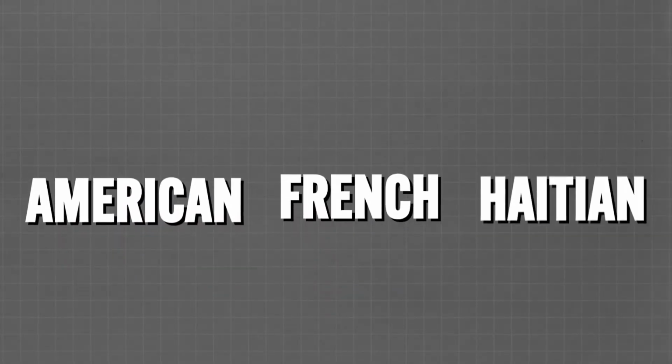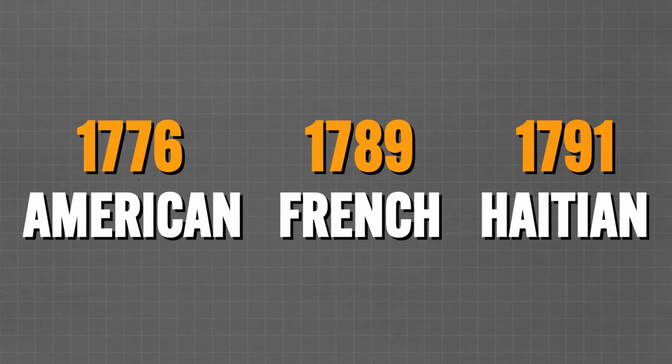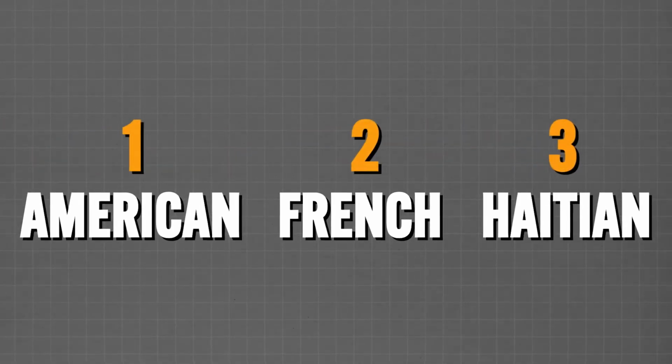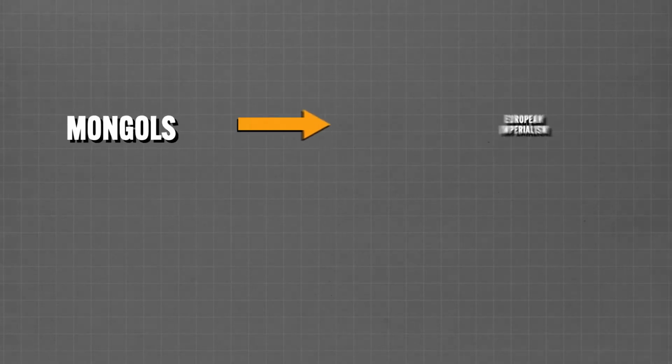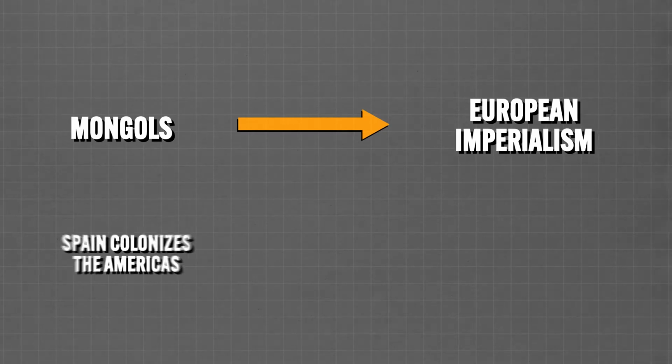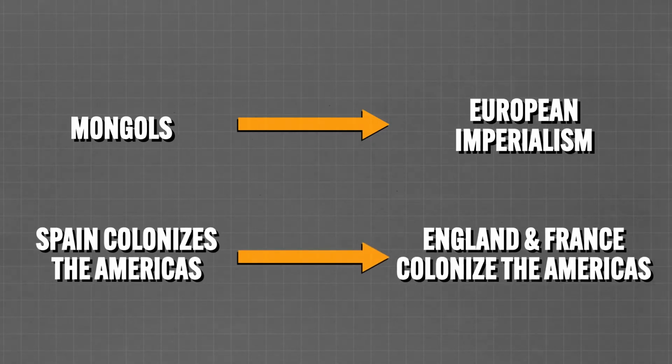But within those large periods of time, it's exceedingly helpful if they know the basic order of events. I don't care if they know the exact year each of the Atlantic revolutions started, but they definitely need to know that it goes American, French, Haitian. Like, they have to know that the Mongols came before the first wave of European imperialism, or that Spain colonized the Americas before England and France.